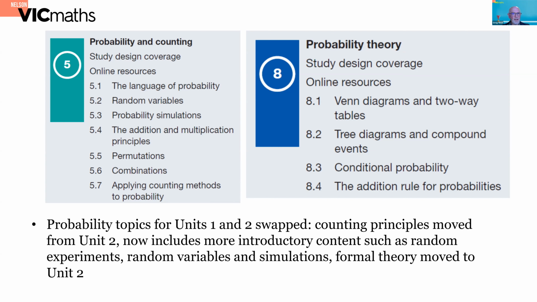So probability simulation is included in that Unit 1 work as well. And as well as that, the counting methods work on permutations and combinations and how that applies to probability. Then the formal probability theory involving Venn diagrams and tree diagrams and conditional probability, that's all done in Unit 2.